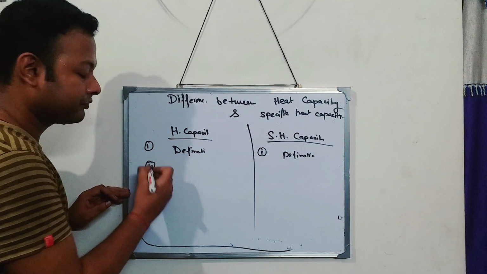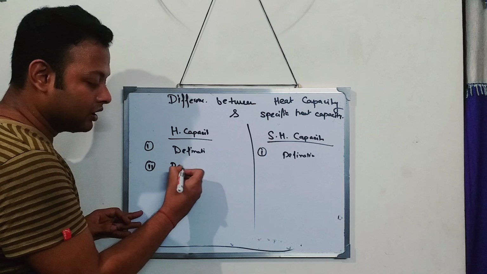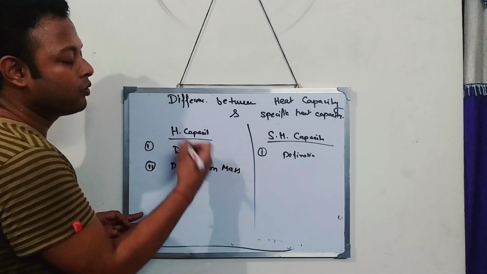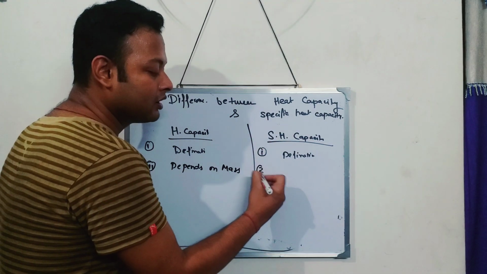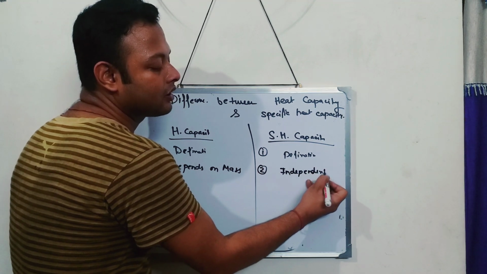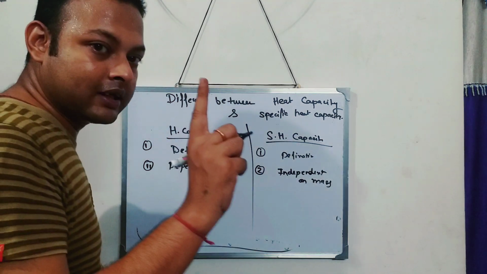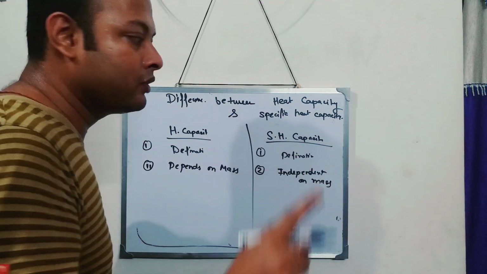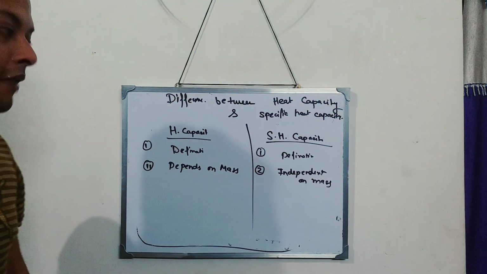Second difference. It depends on mass. Yes, heat capacity depends on mass. More the mass, more the heat capacity. But specific heat capacity is what? Independent of mass. Because I kept my mass as 1 kg constant. So 1 kg will never become anything else. 1 kg will remain 1 kg. So it is independent of mass.